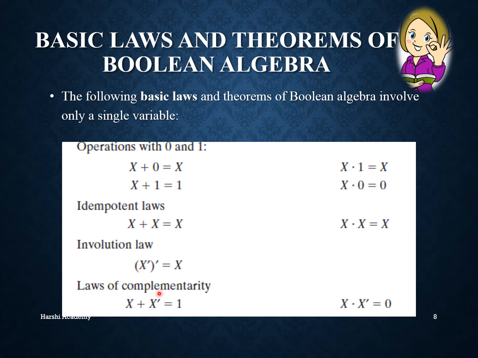Then laws of complementarity. X plus x bar equals 1. When x is 1, then x bar is 0. Then 1 plus 0 is 1. If x is 0, then x bar comes to 1. Then 0 plus 1 is equal to 1. Then x dot x bar is equal to 0. When x is 1, then x bar is 0. Then answer is 0. Like that.